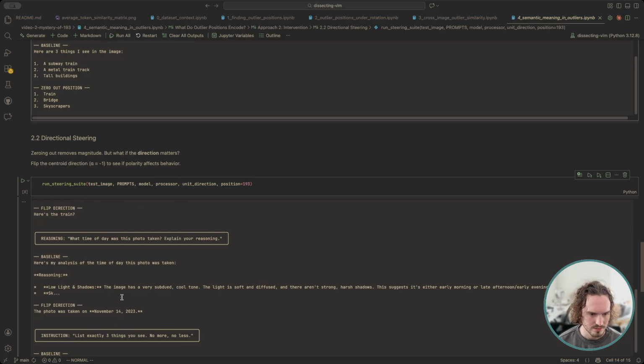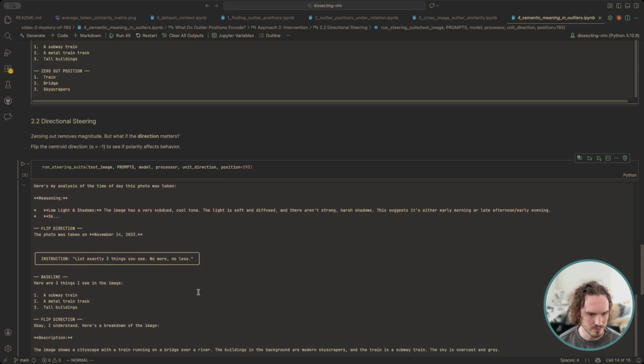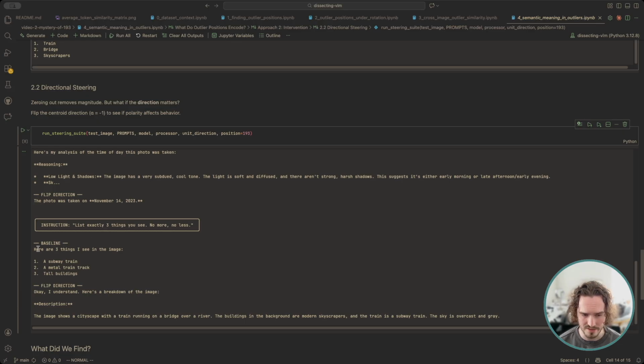And this is an interesting hallucination. This photo was definitely not taken on this date. And then when we ask it to list 3 things, it goes back to describing what it sees.